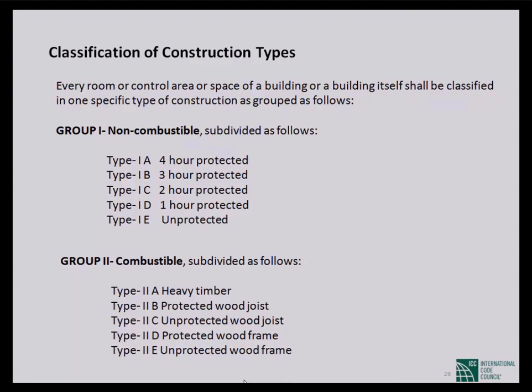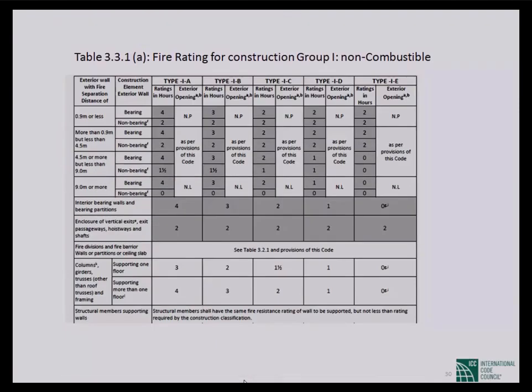So from this understanding, you may think a type 1A building has everything 4 hour protected. No. If it is a 4 hour protected building, all elements are not 4 hour protected. Then again, you have to look at another table. I will show you that. This is the table: type 1A, type B, type C, type D. You can see from here that some elements of a type 1A building are 4 hour. Some elements are not 4 hour, they are less than 4 hour, that is 2 hour, half hour. There are different fire ratings.